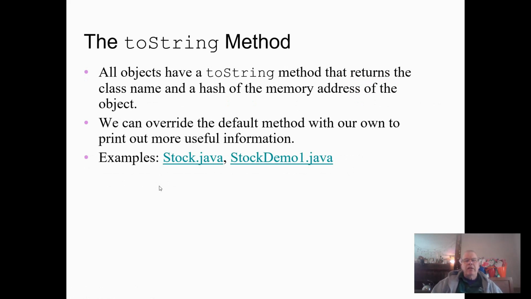Now in the object, it's easy enough to tell if you have not implemented the toString method, because the object version of the toString method normally just has a class name and a hash of the memory address, and so we override that with a default method of our own.